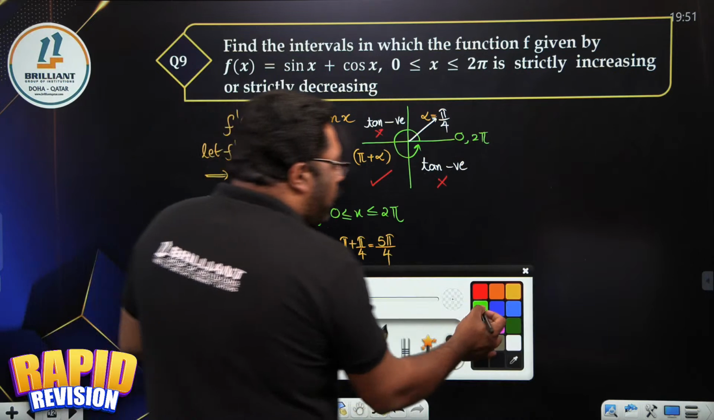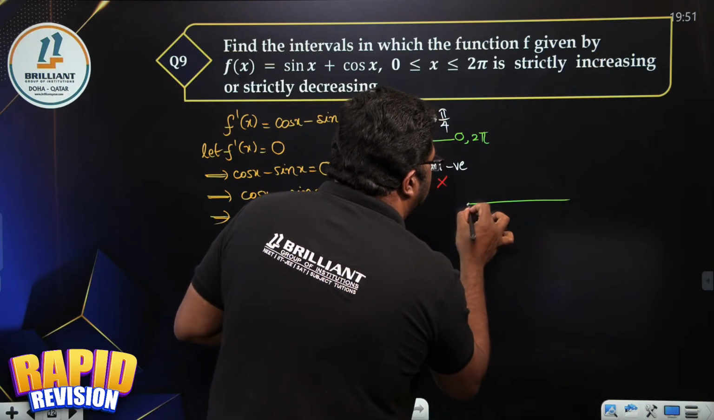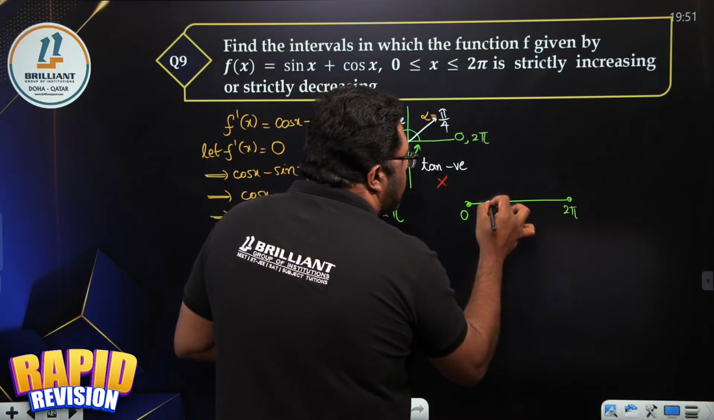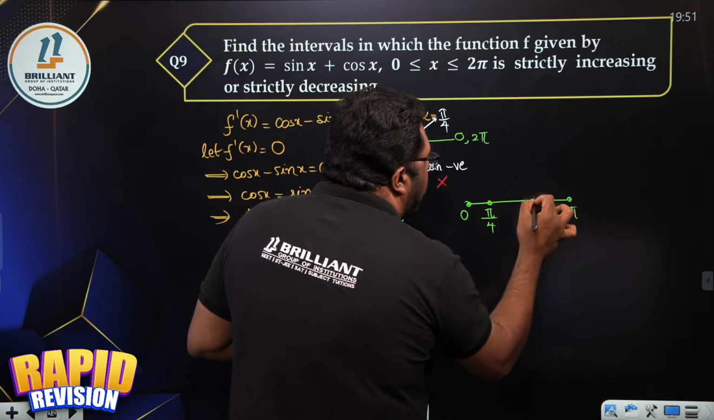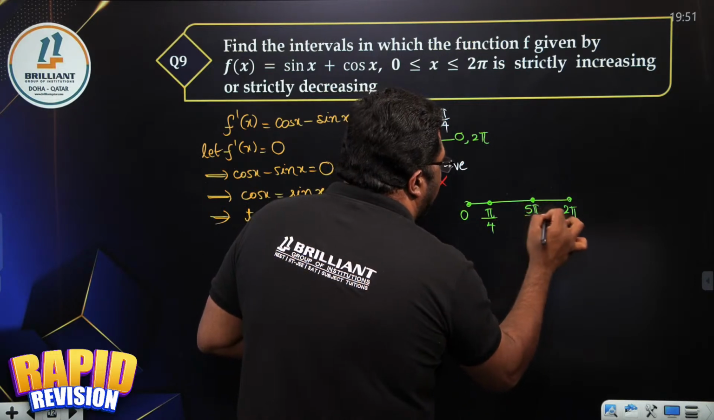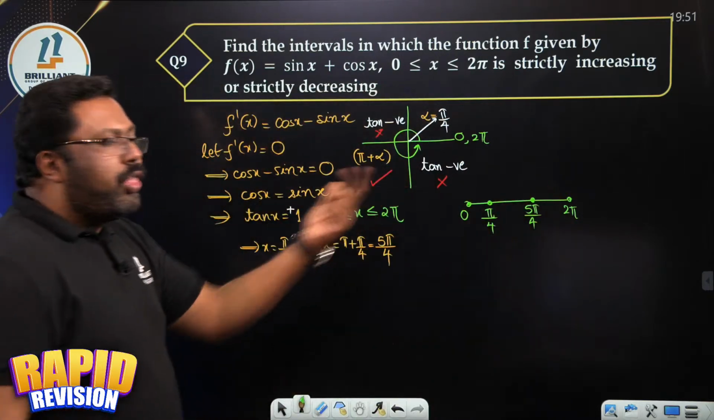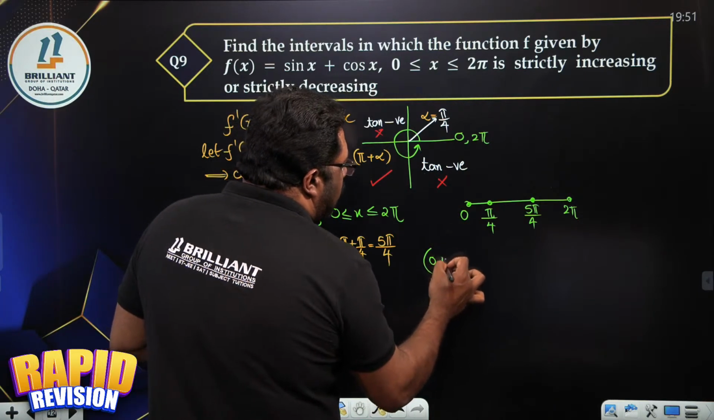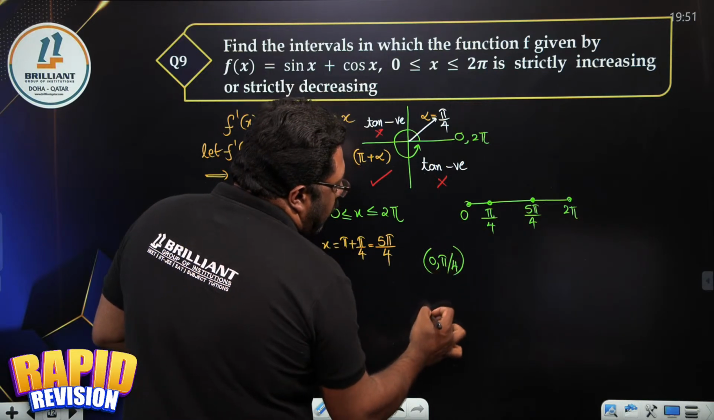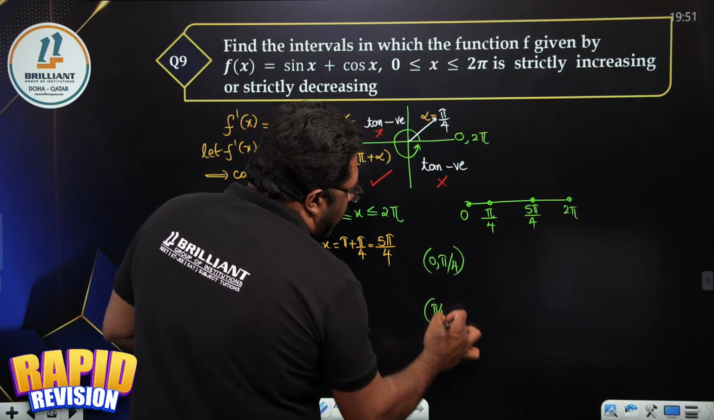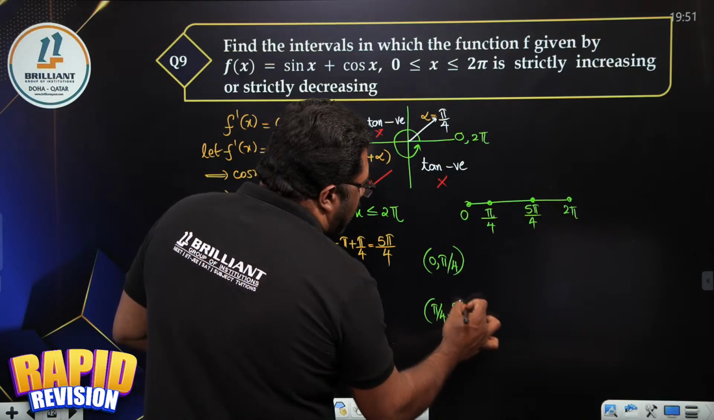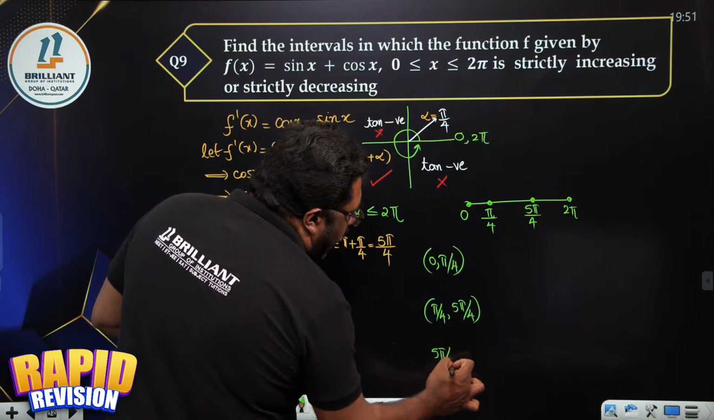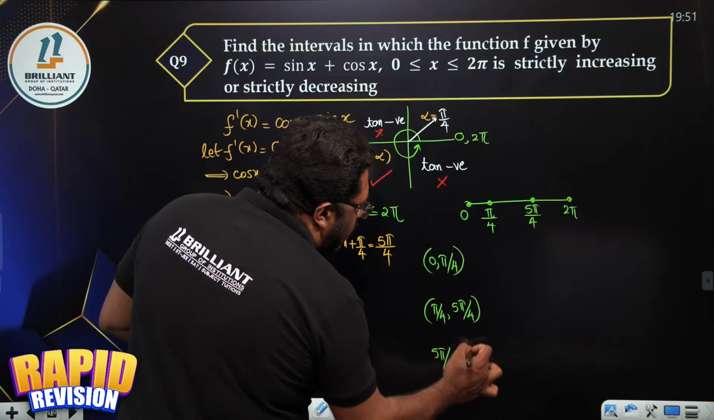Now this can break into 3. 0 to 2 pi. This is pi by 4. This is 5 pi by 4. I got now 3 intervals to test. Okay, the first interval 0 to pi by 4, the second interval pi by 4 to 5 pi by 4, and the third interval 5 pi by 4 to 2 pi.